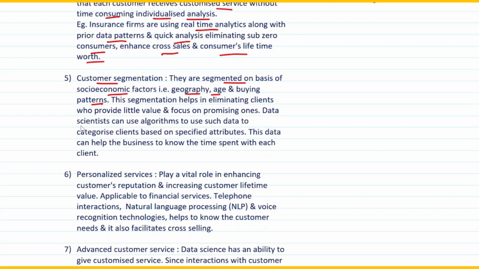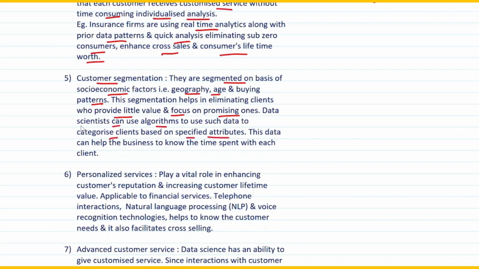Now segmentation basically helps you in eliminating clients who provide little value and focus on promising ones. Because you do a proper segmentation, you can make sure that you pick up those customers who are very profitable to you, rather than concentrating on people who don't add much value to your business, right? So data scientists can use algorithms on such data to categorize clients based on specific attributes.